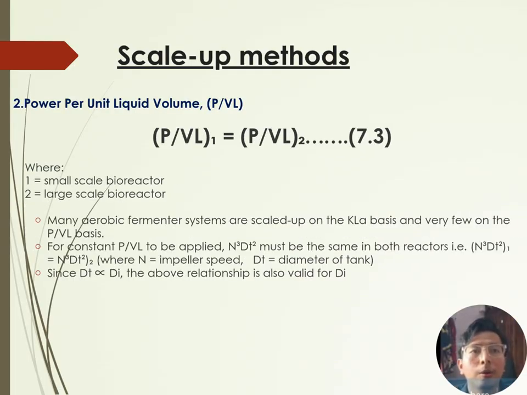Next, we have the power per unit volume basis. This is a mechanical approach where we ensure the energy distribution rate is identical, and it is excellent for ensuring nutrient distribution in large industrial settings. It is often used in combination with other methods because maintaining the same power per volume can lead to extremely high impeller speed in small reactors.